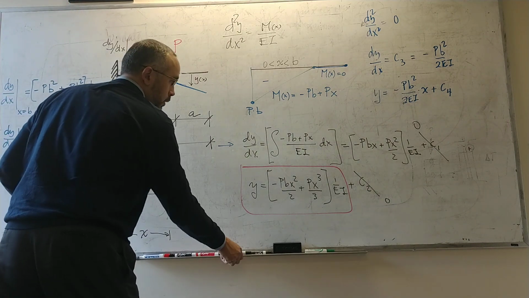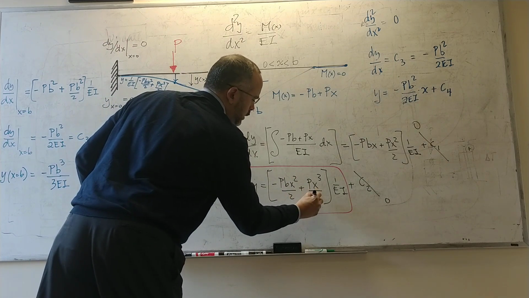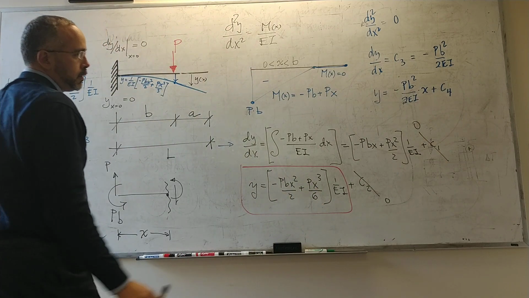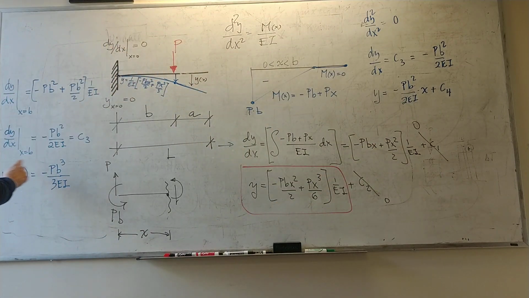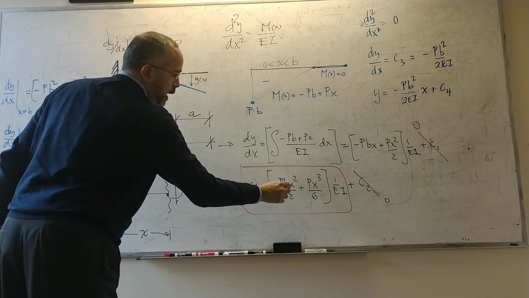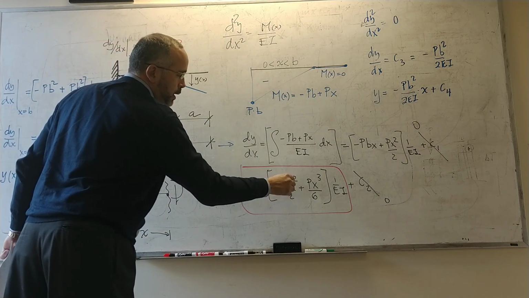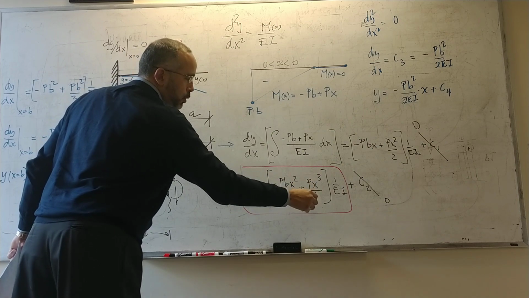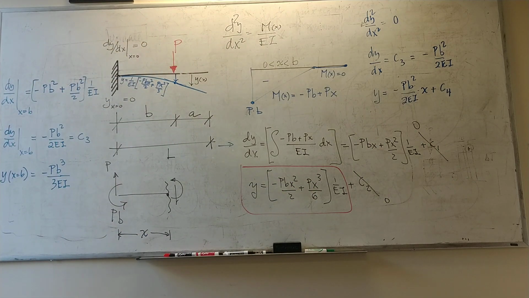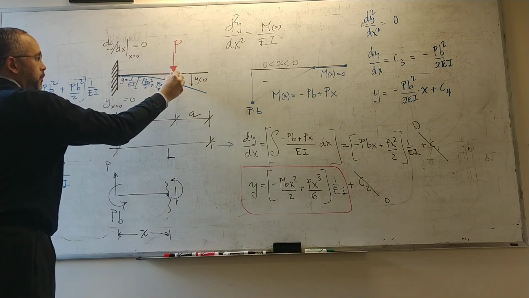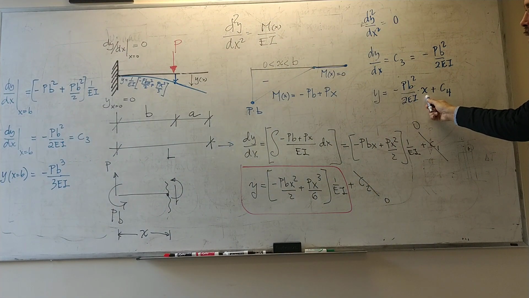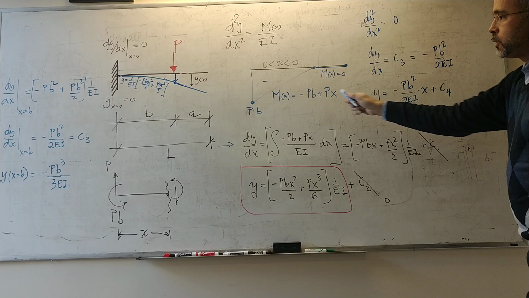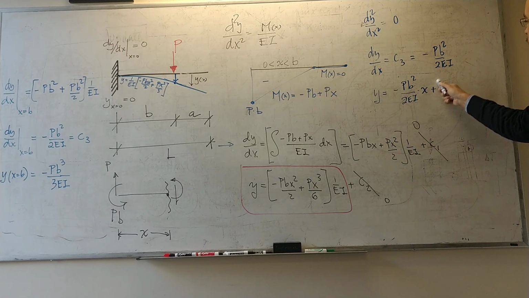I'm sorry, there is a mistake here. This is a 6. Right, because cubed 3 times 2, 6. So if you plug in x equals b, you get minus Pb cubed over 2 plus Pb cubed over 6. The answer comes out to minus Pb cubed over 3EI, and that's that deflection right there. So when we plug in here b, y has to be minus Pb cubed over 3EI, and that's how we find c4.